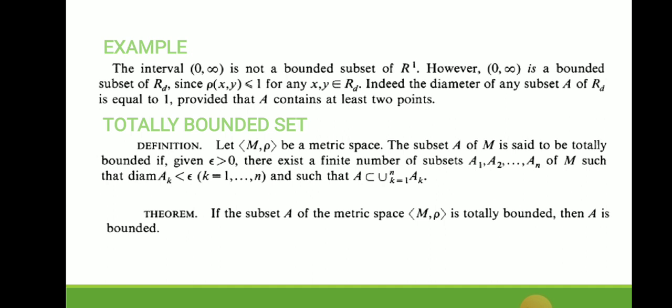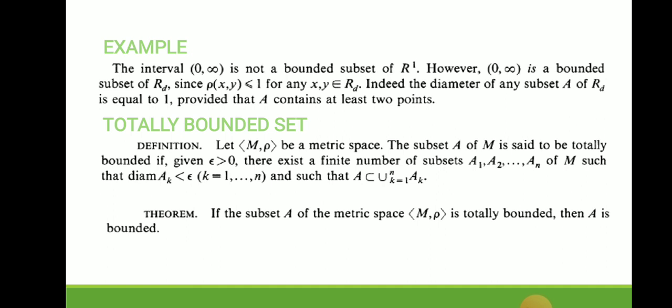So, for any positive real number epsilon, we can find a finite number of subsets A1, A2, An of the given metric space M, and each set has diameter less than epsilon, and also the given set A is contained in the union of all the sets A1, A2, An.